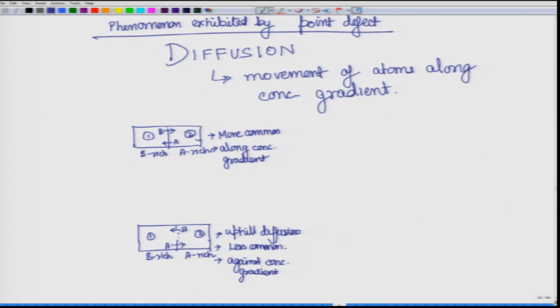So, what is the fundamental principle? Now, if I tell you that this really happens and this is also diffusion, then what is the more fundamental principle behind it? Let us look at it.